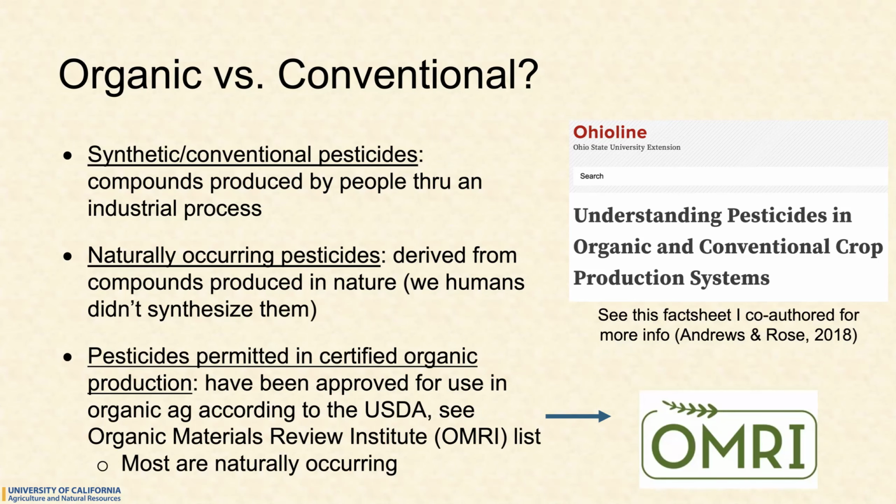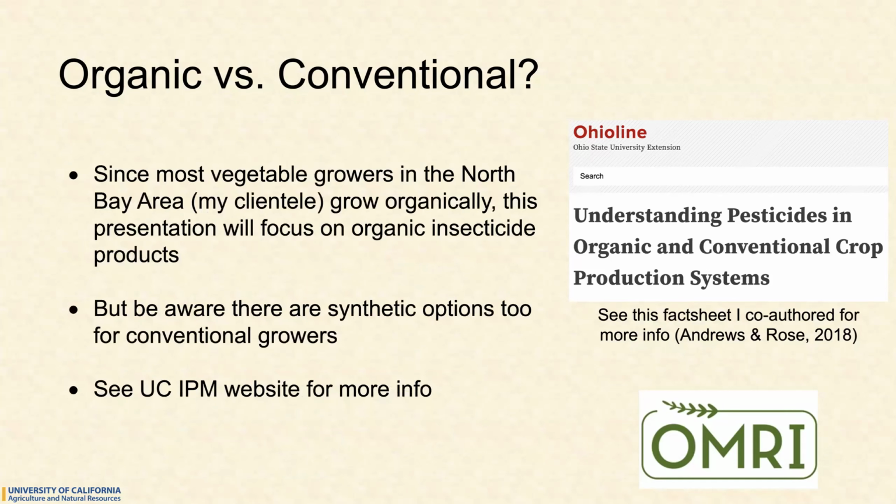Pesticides permitted in certified organic production are on this OMRI list. OMRI stands for the Organic Materials Review Institute. These have been approved for use in organic agriculture according to the USDA. Most are naturally occurring, not all, but most of them are. So if you want to know what's possible within certified organic production, you can look at the OMRI list. But again, you want to check with your certifier because each certifier is a little bit different.